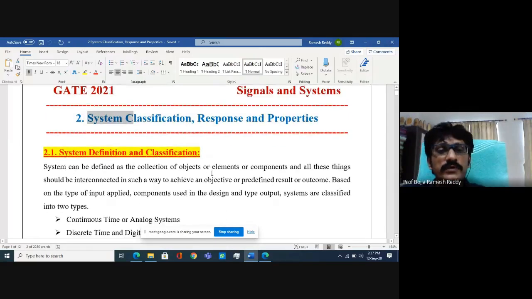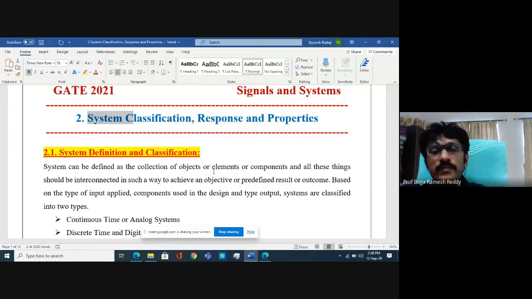Coming to system definition, in general, a system may be a device, that may be a CRO, cathode ray oscilloscope, that may be a function generator, that may be a computer, that may be a laptop, that may be a power system. In general, a system can be defined as a collection of objects. Objects are elements or components, and all those objects must be interrelated or interconnected in such a way as to achieve a predefined result or outcome.